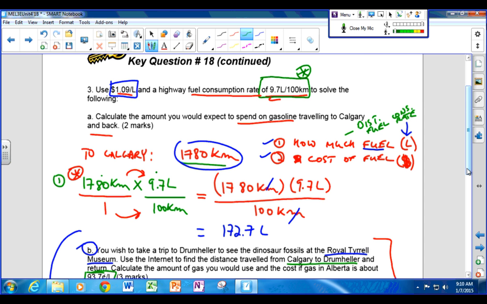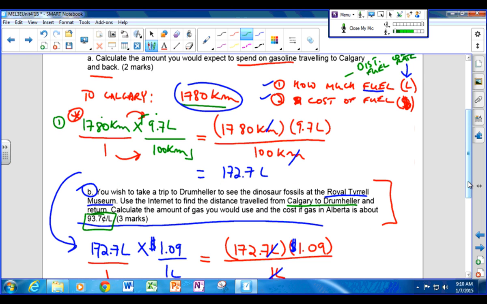Okay. All they do is they take this fuel consumption rate and turn it into a unit rate, because it's actually 9.7 liters per 100 kilometers. So they just divide that out first, and you get a certain number of liters per kilometer, which is a very small number. And then you multiply that by the distance. It works out to be the same thing, just one extra step. Okay. So once you have that worked out, then you're going to have a number in liters, and that's the amount of fuel you're going to use.